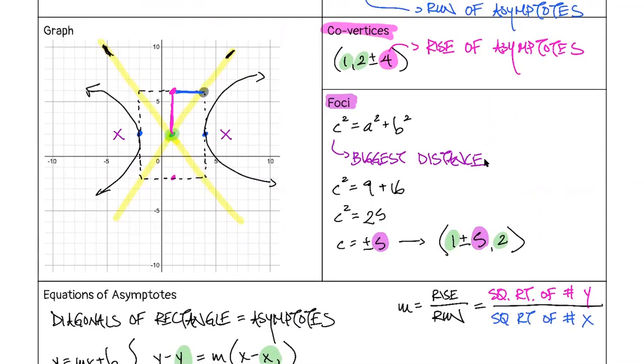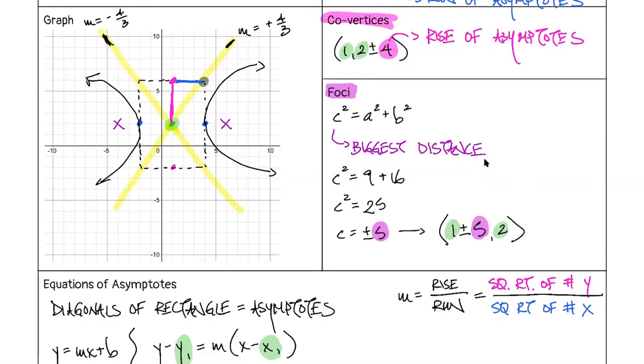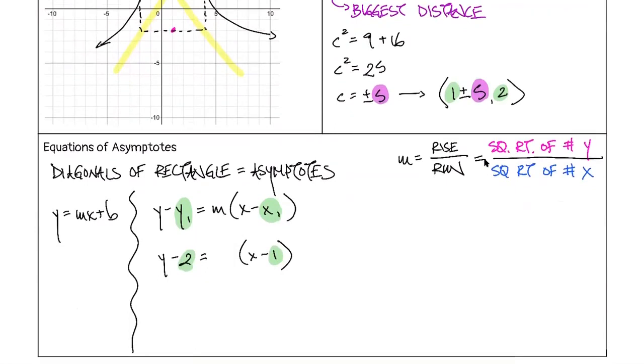What's the slope of this yellow line, like the one in the other direction? -4/3. Okay, so this one has a slope of +4/3. This one has a slope of -4/3. So if we want to write the equation of both asymptotes together, and we're being lazy, we don't have to write two equations because they both go through the center point, and we can just say plus or minus rise over run.